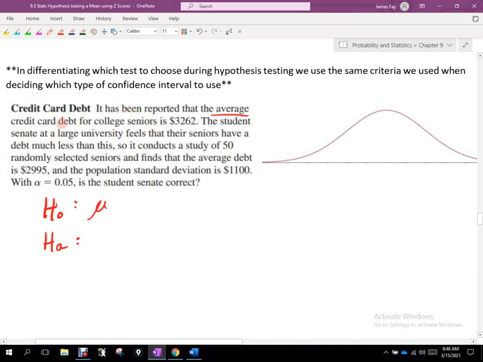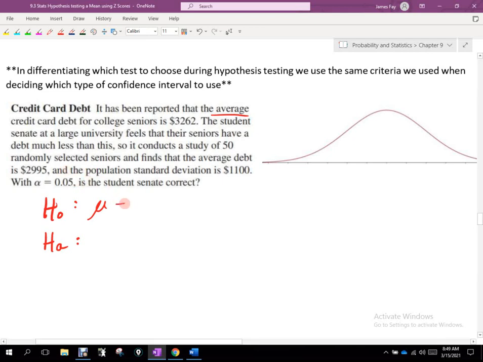Says it has been reported that the average credit card debt for college seniors is $32.62. The student senate at a large university feels that the seniors have a debt much less than this, so it conducts a study of 50 randomly selected seniors and finds that the average debt is $29.95. Population standard deviation is $1,100, with alpha being 0.05. Is the student senate correct? Okay. So what we're going to do here is determine what is the current accepted average in this problem. What are they telling us that we are assuming to be the average for college seniors?